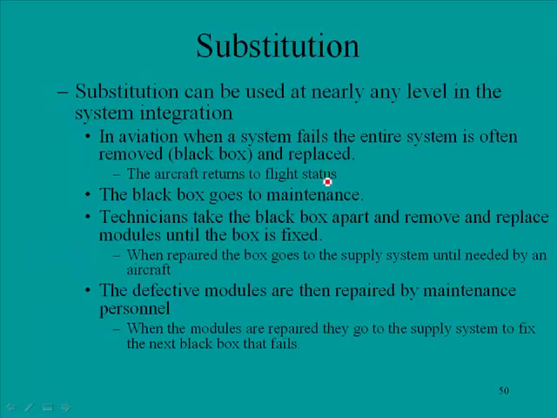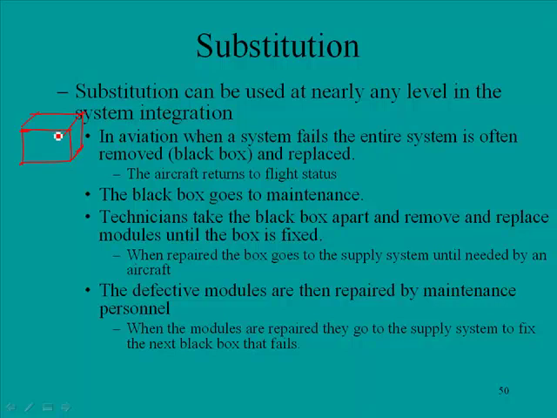Substitution can be used at nearly any level in system integration. In aviation, when a system fails, the entire system is often removed and replaced. We'll look at aviation as an example. We talked about that box in the previous screen. Let's pretend that in this particular aircraft the radio system has failed. The pilot can't talk to ground, and he just landed, and he's got to take off soon, and he can't wait for technicians to fix this thing.